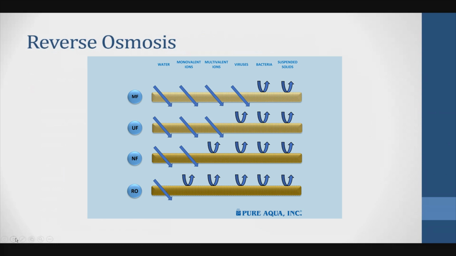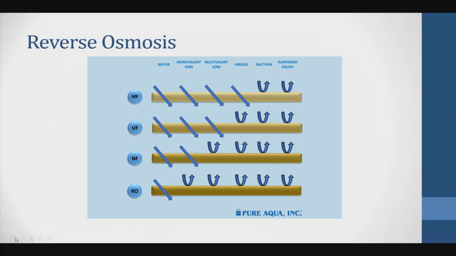UF would reject the virus, bacteria, and suspended solids. Nanofiltration will get rid of the multivalent ions, about half-half, because it depends which nanofiltration membrane you are using. Some of them have 50% rejection, some 70%, some 80% rejection. Nanofiltration is a very good way that people use for softening, to reject hardness from the water. If the customer doesn't want to use a conventional ion exchange system to get rid of the hardness, the nanofiltration system is your way to go.